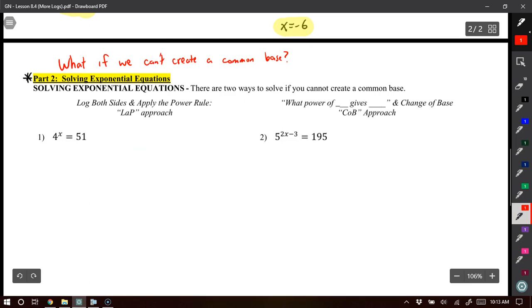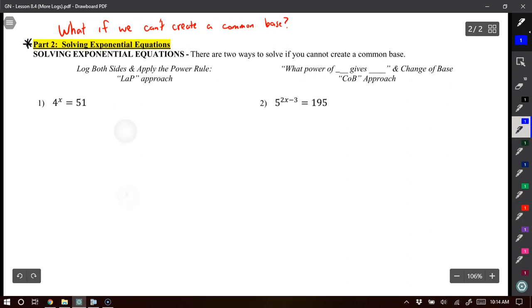Now, there's two approaches, and in this video, I'm going to show you both, and I don't care which one you do. There is one that is log both sides and apply the power rule, the LAP approach. Or there's one that actually applies the definition of logarithms, which is the question, what power of blank gives us blank? And then we can use our change of base approach. So I call it the COB approach, change of base approach. So log and power, LAP approach, or change of base, COB approach. So we'll do the log and power first for number 1.